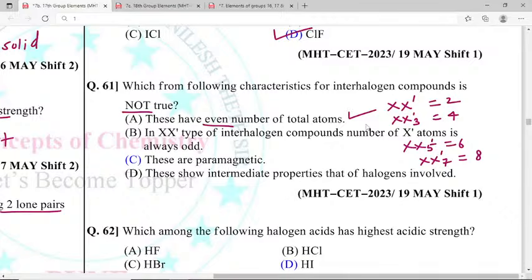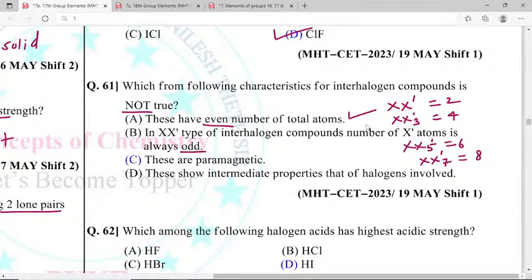In XX' type interhalogens, the number of halogen atoms is always odd. X' is always one. XX' it is 1. So this is an odd number.